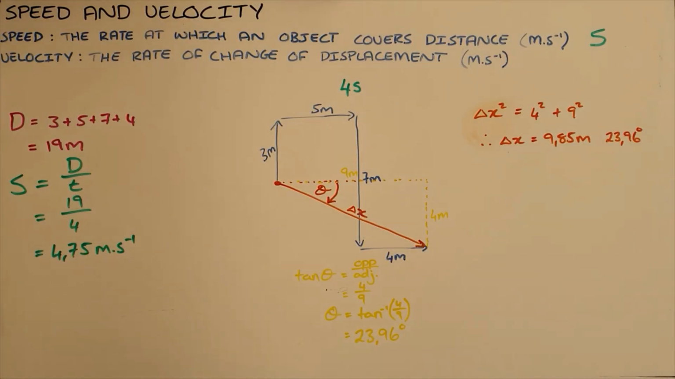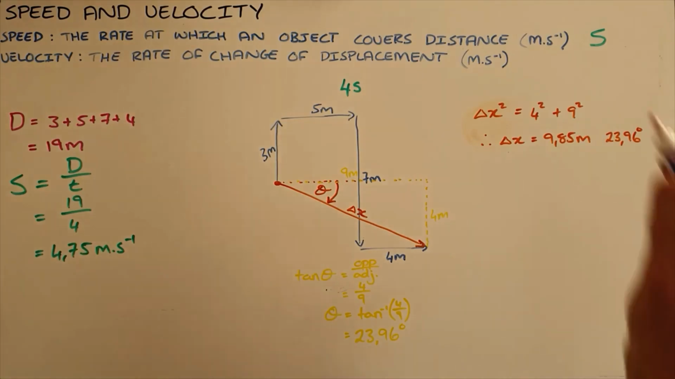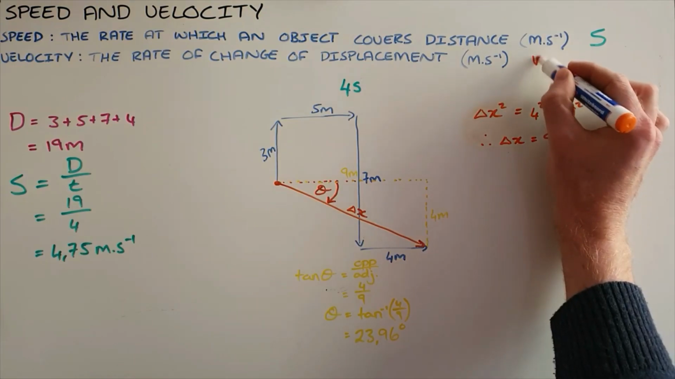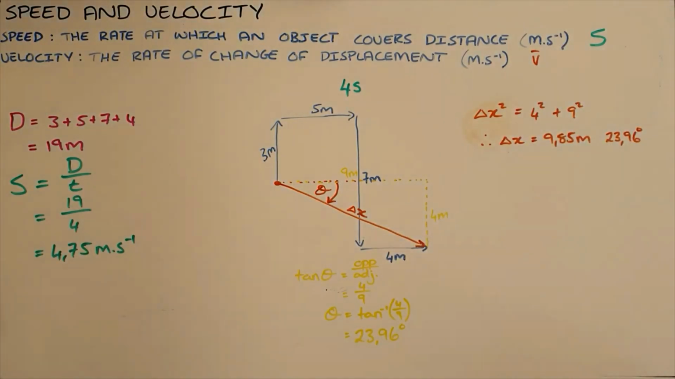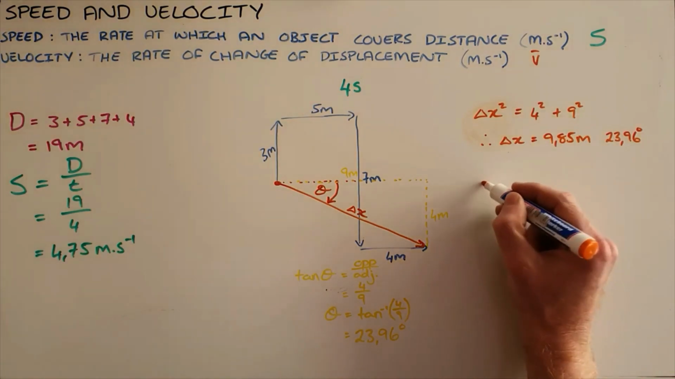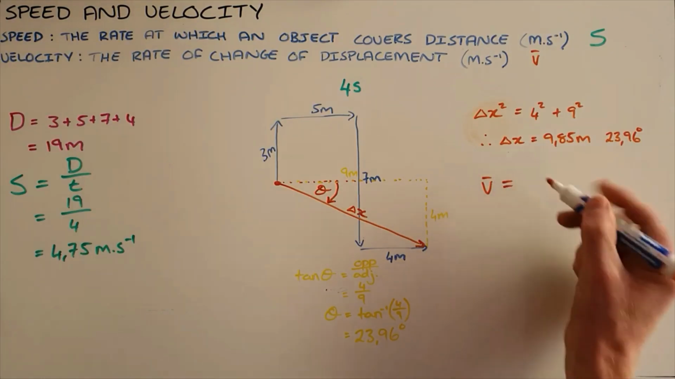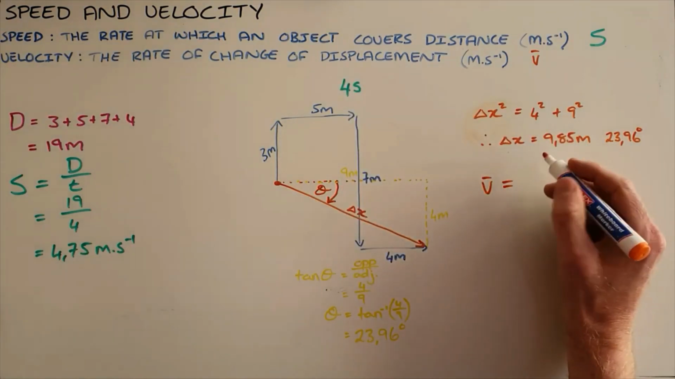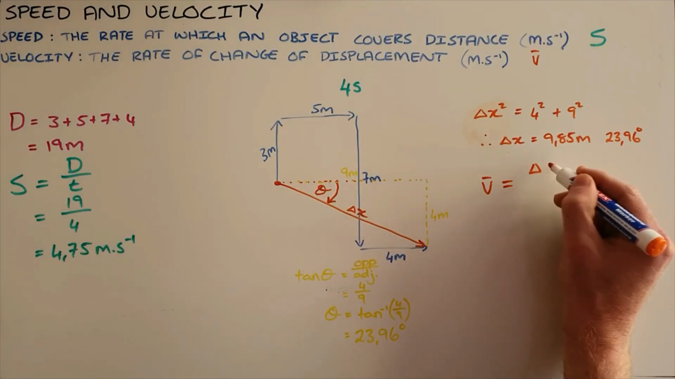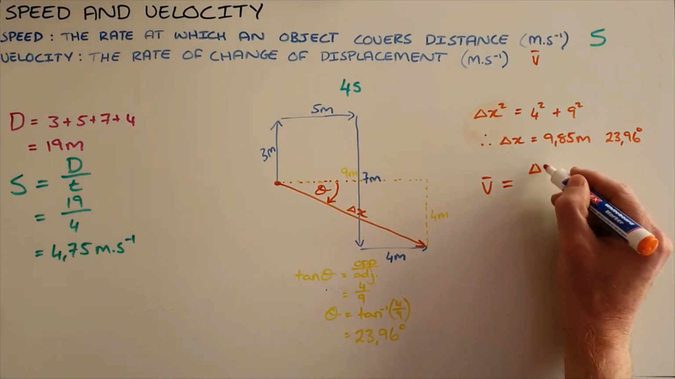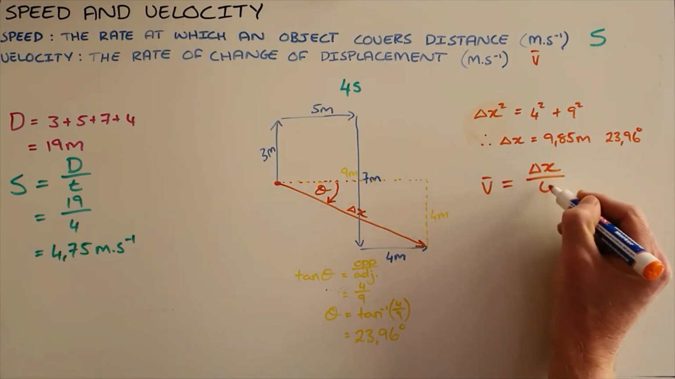Now, just as there's a difference between distance and displacement, there's also a difference between speed and velocity, where velocity is defined as the rate of change of displacement. It has the symbol v, often also written with a line on top of it to remind us that it is a vector quantity, therefore it must have magnitude and direction, and it is also measured in meters per second. The difference here now is that in order to calculate the velocity of this object, the definition says it is the rate of change of displacement. So where speed is distance over time, velocity is displacement over time.